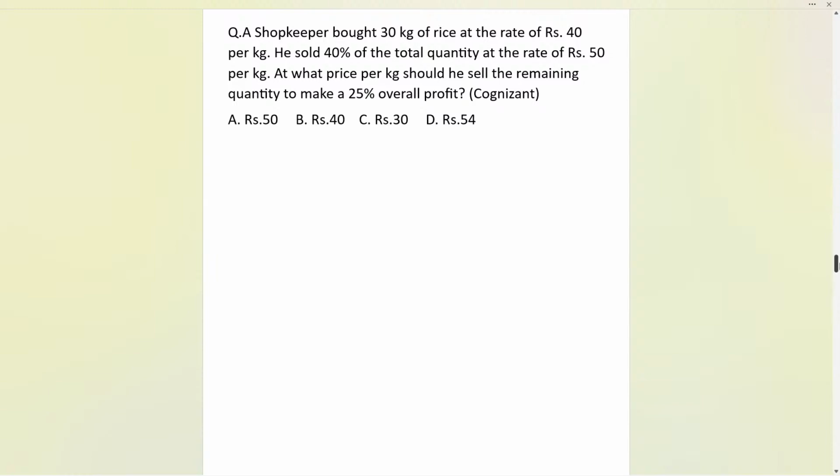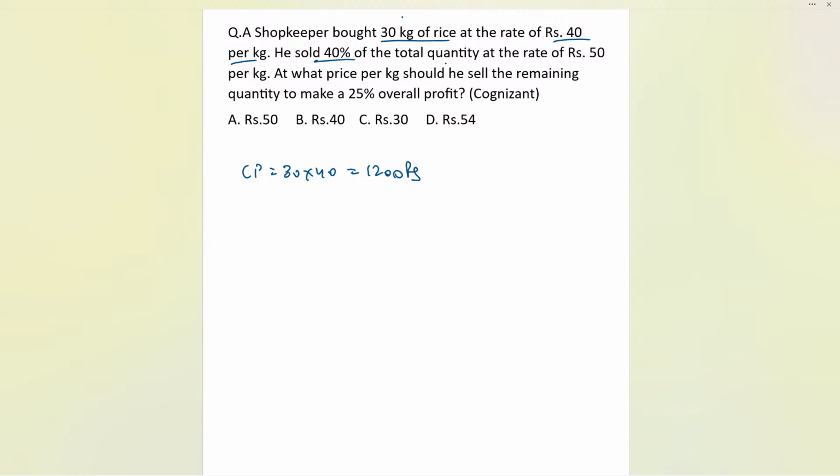Now, suppose you are a shopkeeper and you have a shop, and you are purchasing some rice. 30 kg of rice you purchase at the price of 40 rupees per kg. So the cost price will be 30 times 40, that is 1200 rupees. Now that is the cost price. Further, he sold it. Now that is a selling price.